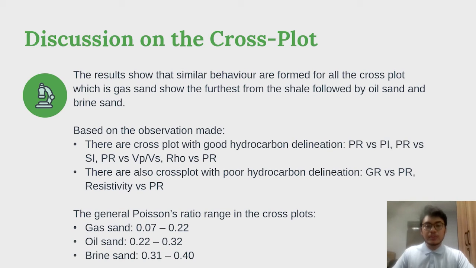Now we move on to the discussion. Based on the relationship of various cross plots, the results show typical behavior for all the cross plots, which is that gas sand is plotted far from the shale line, followed by oil and brine. Based on the cross plots, there are cross plots with good hydrocarbon delineation, such as Poisson ratio versus P impedance, Poisson ratio versus S impedance, Poisson ratio versus Vp over Vs, and the last one is density versus Poisson ratio. But gamma ray versus Poisson ratio and resistivity versus Poisson ratio have poor delineation of hydrocarbon.